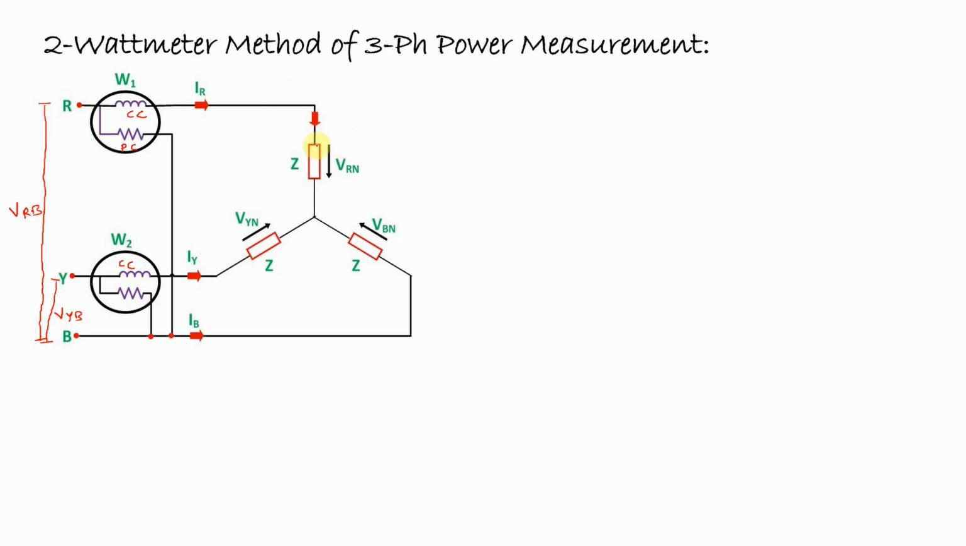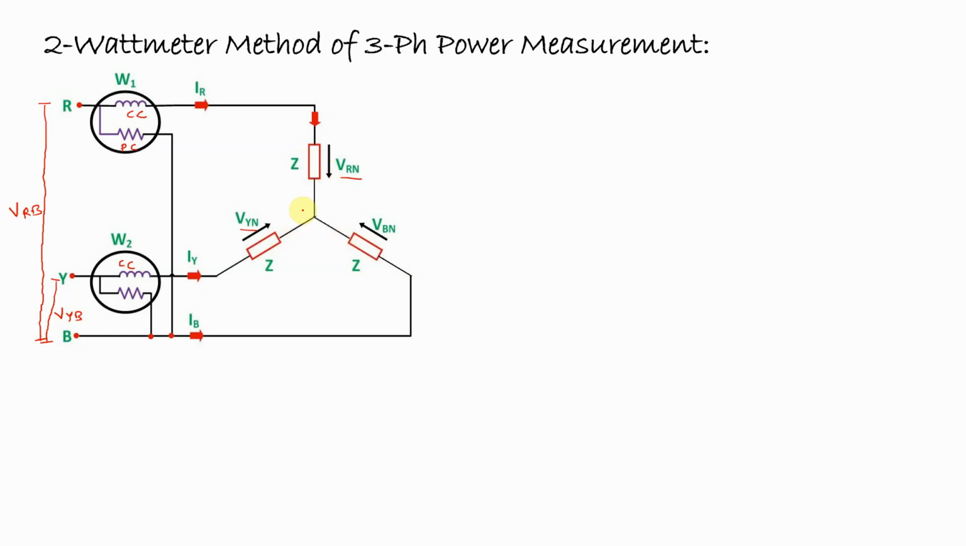Here the three impedances are considered as balanced, so the impedances are equal. The voltage across each impedance is considered as the phase voltage. So VRN, VBN and VYN are the phase voltages. And for a balanced system, the phase voltages will be equal in magnitude, but 120 degrees apart from each other.